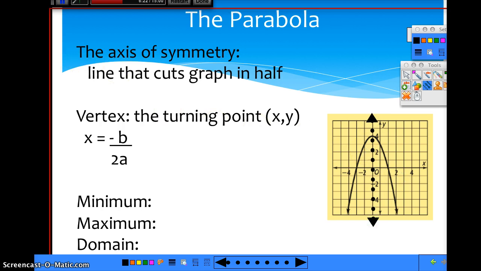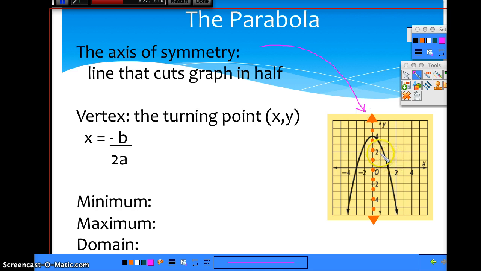Let's change the color on that so it's a little easier to see. So that dotted line breaks this parabola in half so that it's symmetrical. This right here is called the axis of symmetry. Okay, so that's the axis of symmetry.